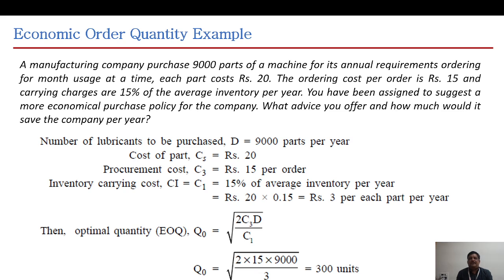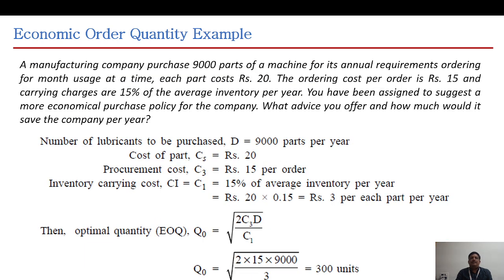So the optimum quantity EOQ is equal to the square root of 2 into C3 into D divided by C1. C3 is given as 15, D is 9,000, and C1, the inventory carrying cost, is equal to 3. So Q0 is equal to 300 units. That is the optimal economic order quantity for this given problem. So this is the solution for this particular problem.